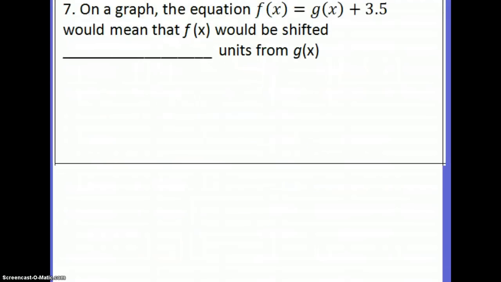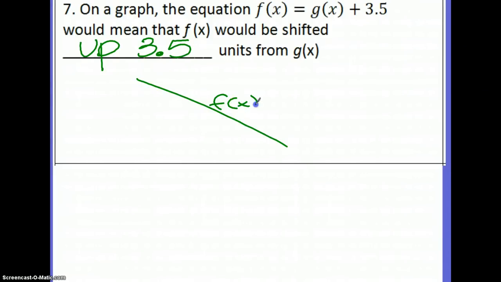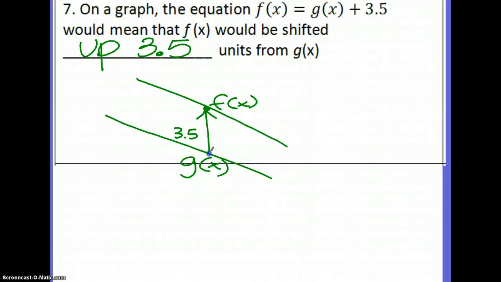On a graph, the equation f(x) = g(x) + 3.5 would mean that f(x) would be shifted blank units from g. So if we're at g, that means we have to go up 3.5 to get to f. So f would be shifted up 3.5 units from g. That means f is up 3.5 from whatever g may be. And those lines are supposed to be parallel.